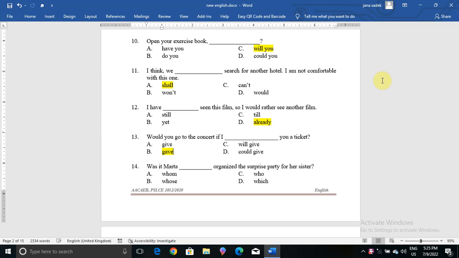Yes. But if we use whose in place of whom, was it Martha whose organized? It can't be whose. Why? Because the sentence after whose would belong to Martha. But here it doesn't belong. She is the one who organized the surprise for her sister. So whose is not the correct answer. And who also can be the correct answer. So the correct answer for question number 14 is A, whom. Whom organized.